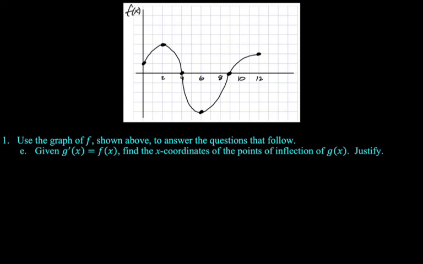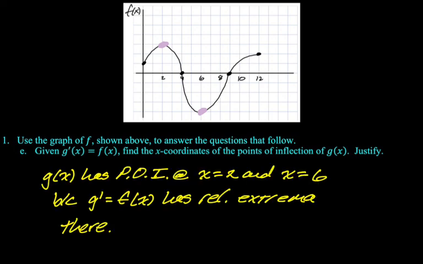All right, so that's going to be the relative extrema of the derivative, so at 2 and at 6. And my reasoning is going to be because g prime equals f of x has relative extrema. So let's write that down. G of x has points of inflection at x equals 2 and x equals 6 because g prime equals f of x has relative extrema there, or at those points, or at those values, however you want to say it.